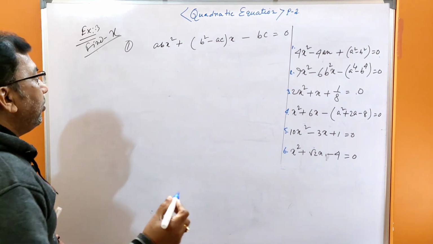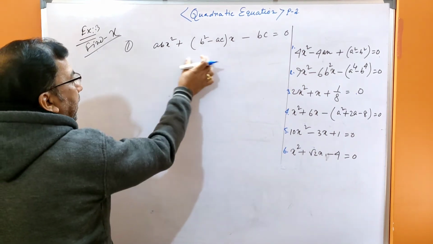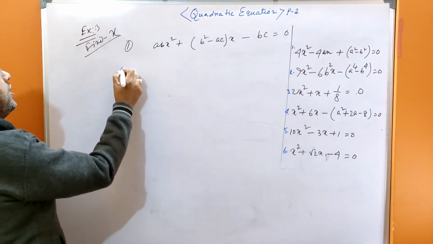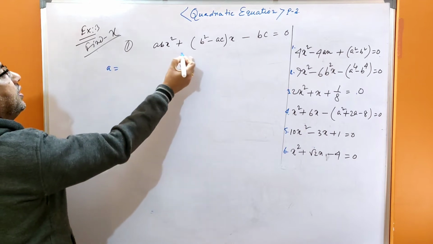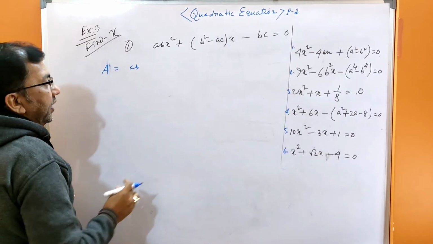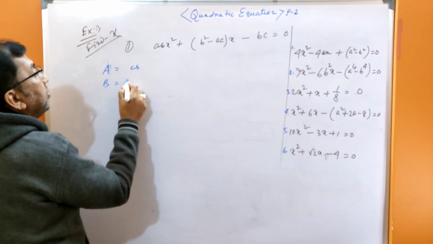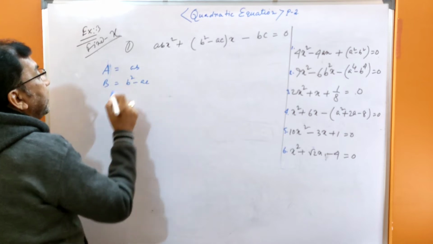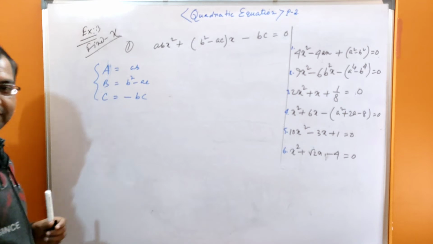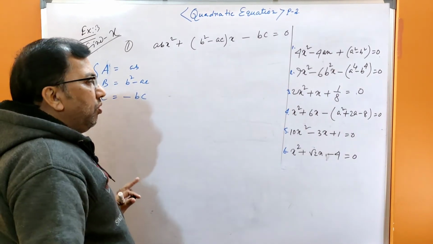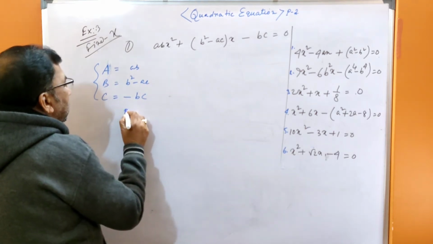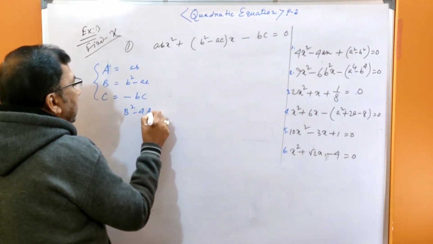So how you have to find out the value of x? Quadratic formula. What quadratic formula? You know, ax square plus bx plus c. Out here, what is a? A का मतलब क्या है? AB. So I am writing capital A. Clear? B का मतलब b square minus AC and C का मतलब minus BC. So this you have to write: B square minus 4AC.